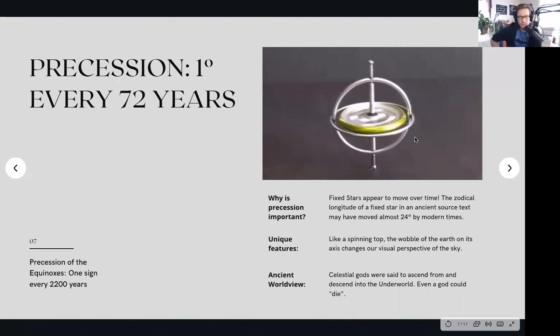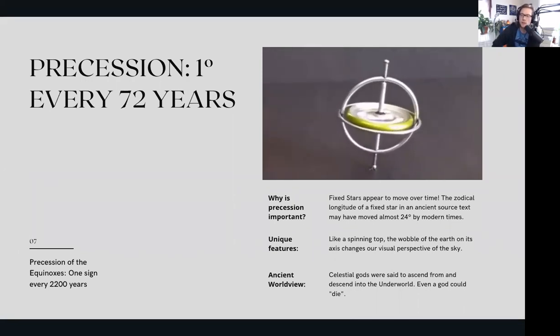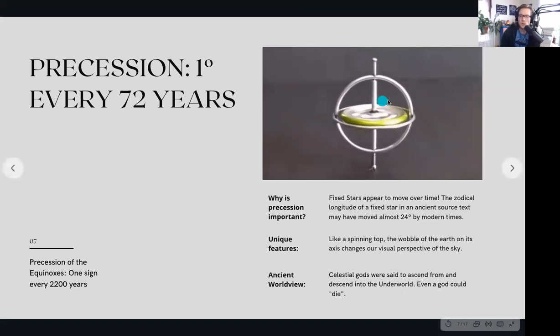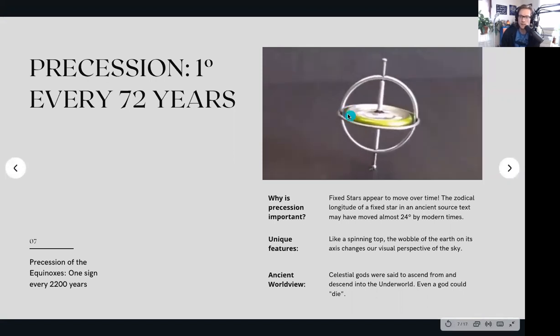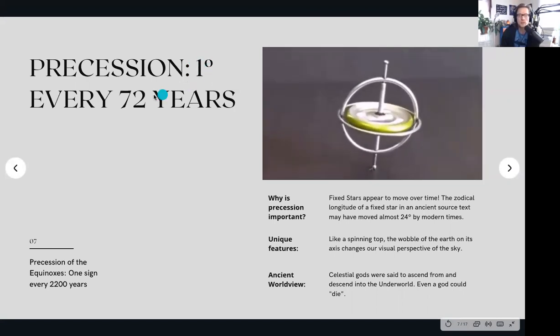So precession is based on the wobble of the Earth's axis, okay? So we're going to see the appearance of the fixed stars change. They do not appear in the same positions over time. And this is due to the Earth wobbling on its axis like this gyroscope here. And it's moving the position of not only the pole star, but the other positions of the constellations against our backdrop of the ecliptic. So this movement happens roughly 1 degree every 72 years.